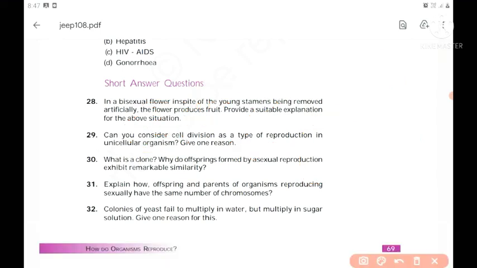So we can consider cell division as a type of reproduction in unicellular organisms. Simple. We'll move on to the next question. 30.